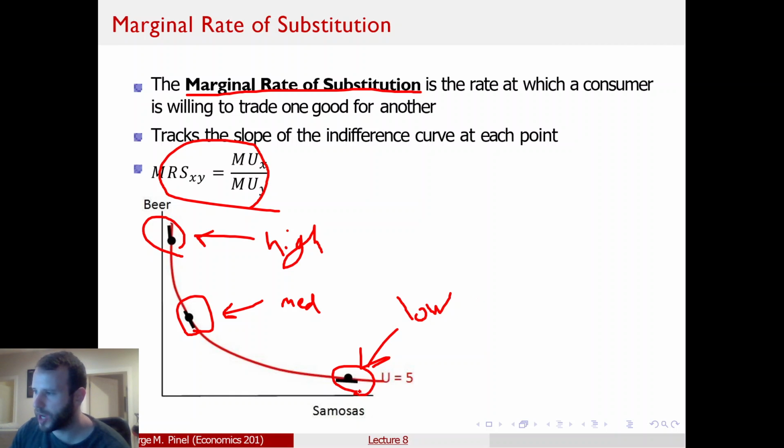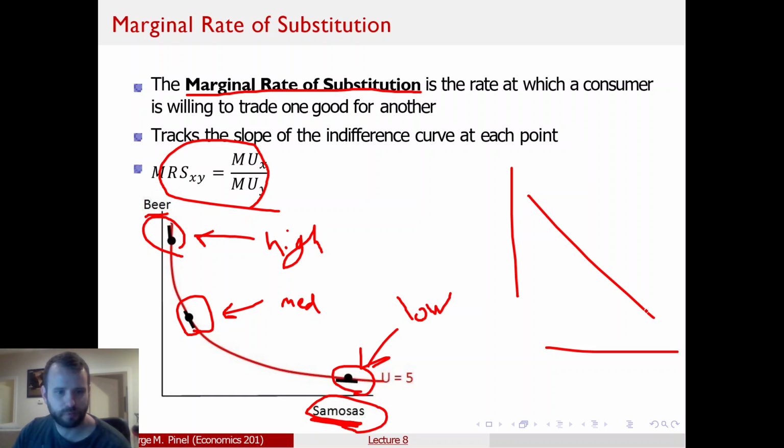Okay. So basically, I switched the axes. Samosas is now on the x-axis, beer is now on the y. But at this point, I'm very willing to give up a samosa. I'm willing to give up many samosas in order to get one beer because I'm already consuming a lot of samosas. At this point, I'm willing to give up a lot of beer in order to get one samosa because I'm already consuming a lot of beer. So the extra samosa is going to have a high marginal utility. The beer that I'm trading off will not have a high utility. And at this point, I'm willing to give up maybe closer to one beer for one samosa. Okay. And you can tell by the shape of the slope. If the slope is steep, I'm willing to give up a lot of beer here. If the slope is flat, I'm willing to give up a lot of samosas. If the slope is closer to 1, I'm willing to trade one beer for one samosa.